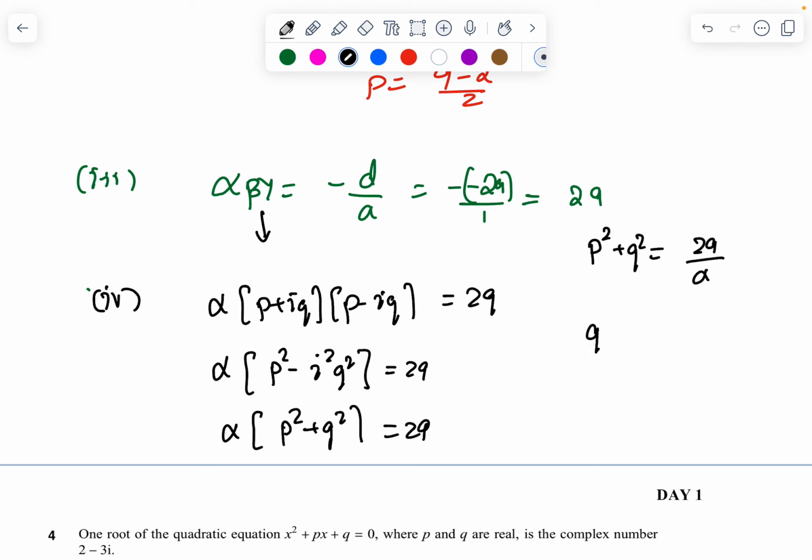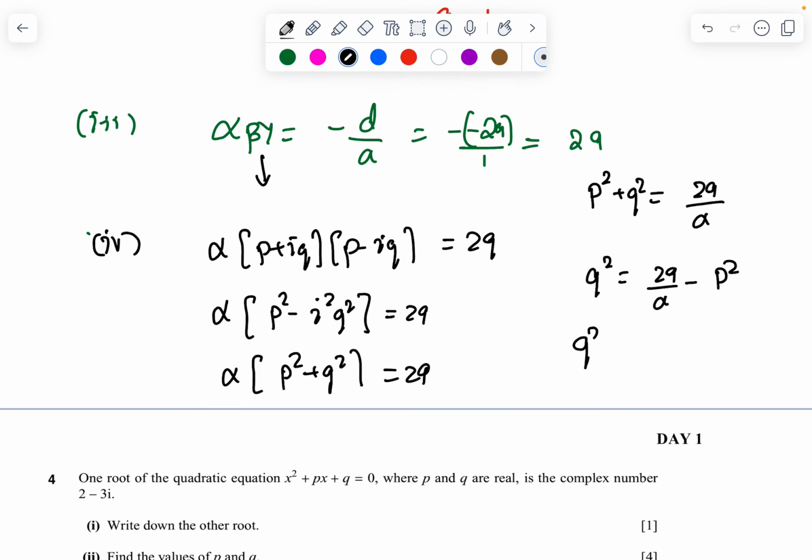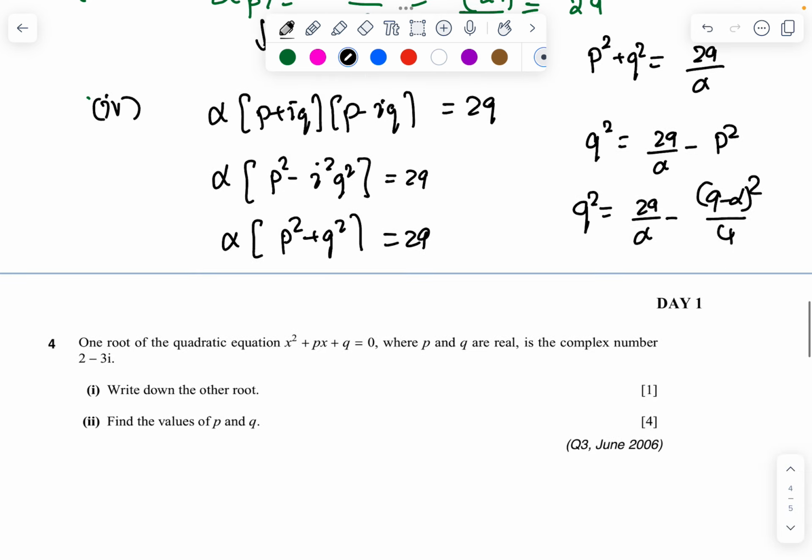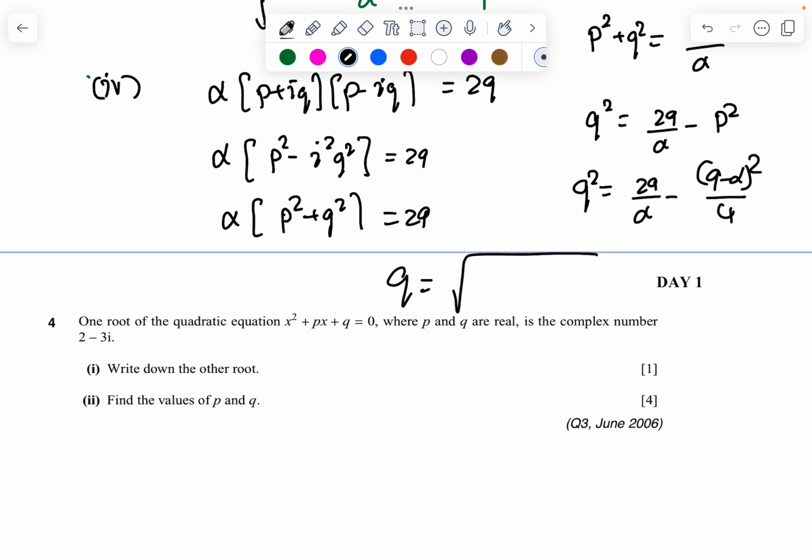So Q square equals 29 by alpha minus P square. What is P? (9 minus alpha) by 2. So (9 minus alpha) by 2 whole square, which is (9 minus alpha) whole square upon 4. So what is the value of Q now? Q equals square root of 29 by alpha minus (9 minus alpha) whole square upon 4.